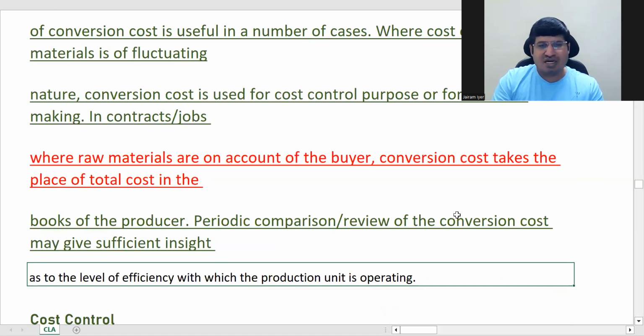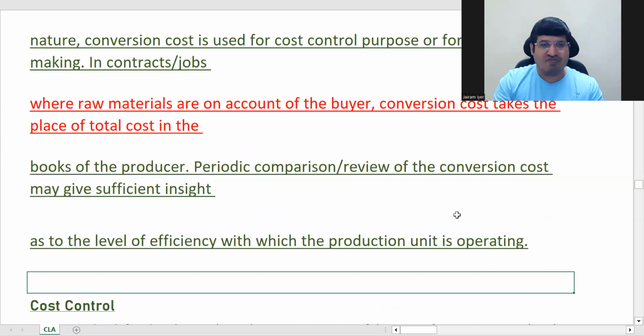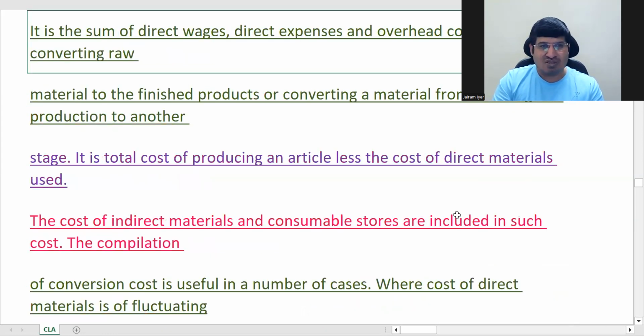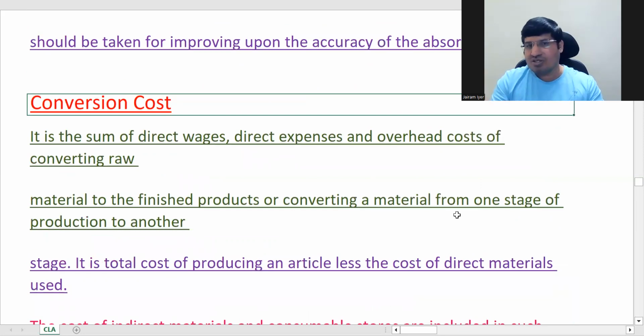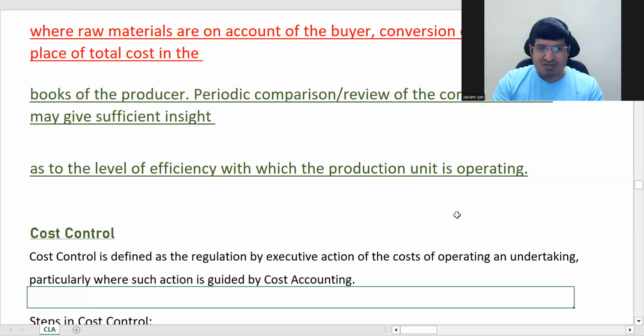And of course, any cost which you incur, you have to compare it with previous periods. You'll come to know how efficient you have been. This is conversion cost basically. I hope you have understood the logic of conversion cost. All cost except raw material, that is conversion cost.